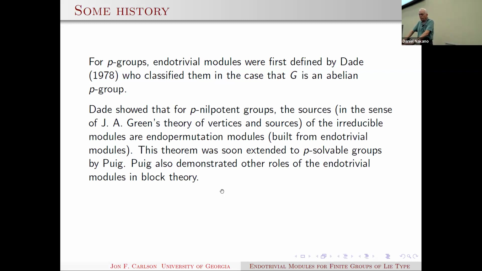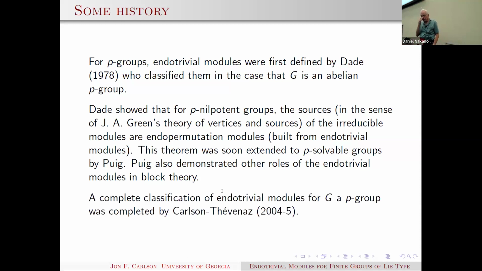He showed that if you've got a p-nilpotent group, then when you take the vertices and the sources of the irreducible modules, in the sense of Sandy Green's theory of vertices and sources, the sources of the irreducible modules are endopermutation modules, and these are built from the endotrivial modules. It was extended to p-solvable groups by Puig, and Puig also showed some other places where these come up in block theory.